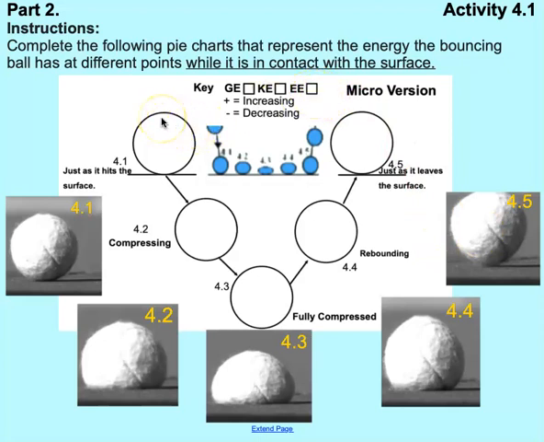So with a pencil, lightly shade them in. How much of it would be GE? How much is KE? How much is EE? It doesn't mean all three are always present. Maybe they're not. And then, is it increasing or is it decreasing? So go ahead, take 2-3 minutes, and talk about it with your team and sketch them in.